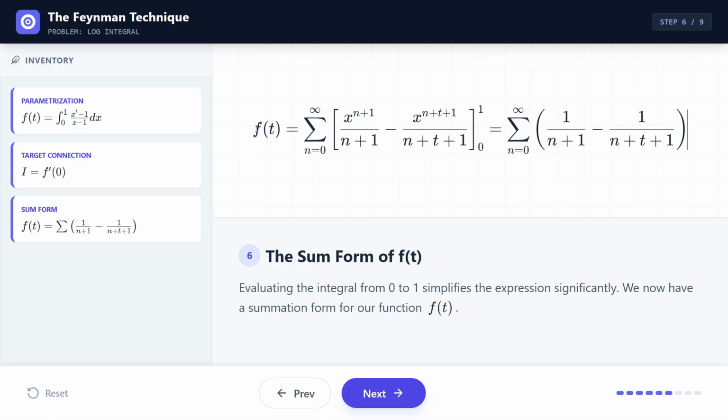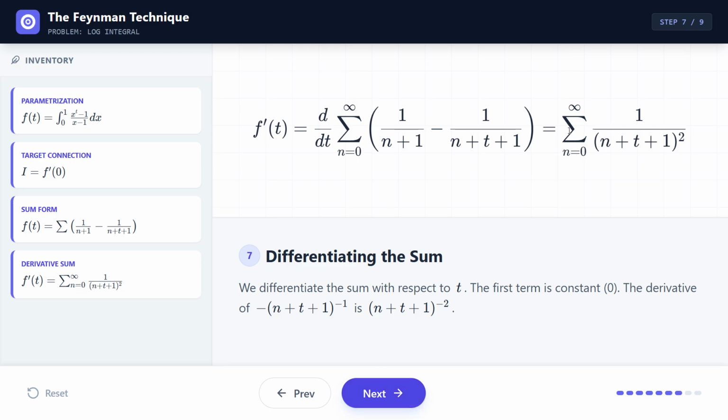So we can take a derivative with respect to t of f of t, and notice what happens. This whole part right here has no t's in it, so it's going to drop out when we differentiate with respect to t. And this is what we get. This is our new sum after we differentiate with respect to t. So this is f prime of t.